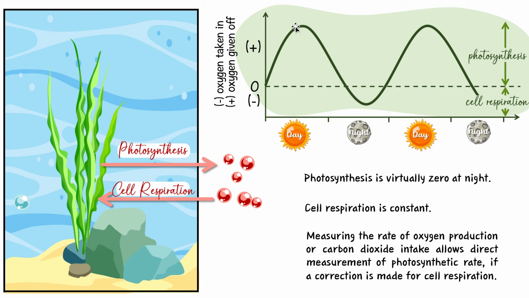Oxygen being made during photosynthesis is actually more. It's this amount here plus this amount that is being taken away by cell respiration. So make sure when you're doing your calculations about photosynthesis, when you're doing a lab or something, remember cell respiration is also happening. So you need to adjust your values to take into consideration the oxygen being taken away by cell respiration and add that on to the amount that's being done for photosynthesis so that you get the true number. So measuring the rate of oxygen production or carbon dioxide intake allows direct measurement of photosynthetic rate.